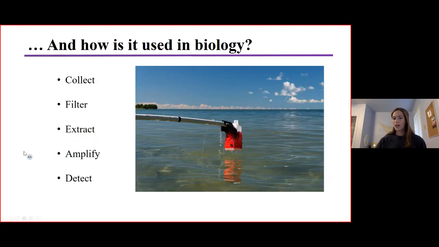So how is it used in biology? This is an image that Stephanie actually took for the River Institute. They have been taking some environmental DNA samples. The first step is to collect those water samples. Here you can see you use an extended arm just so that you're not stirring up the water close to the locations, so that you don't get a ton of sand particles or anything else to contaminate your sample.